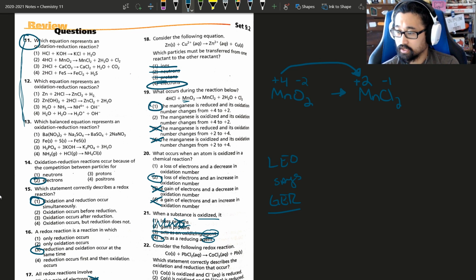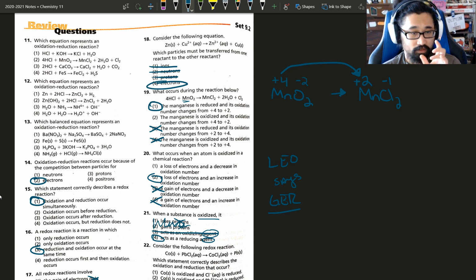Alright, now 11, 12, and 13 are all versions of identify the redox reaction. Now, this was the thing that had 5 steps. Step 1 was label oxidation states. Step 2 was continue to label oxidation states. If you remember step 0 was look for the single replacement. Now, if I look at all of these, number 12 is the only one that has a single replacement. Choice 1 here is a single replacement reaction. That means it is automatically the redox reaction. It's just how it is.